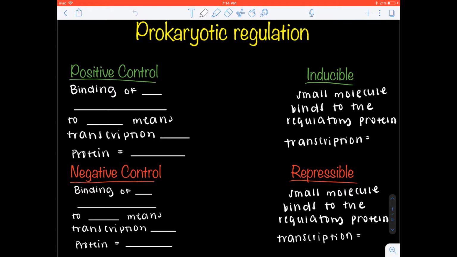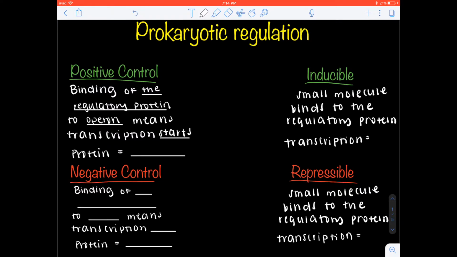Hi guys, today we're going to be talking about prokaryotic gene regulation, which typically occurs at the level of transcription. A positive control mechanism occurs when the binding of the regulatory protein to the operator helps start transcription. This means that the regulatory protein is known as an activator.